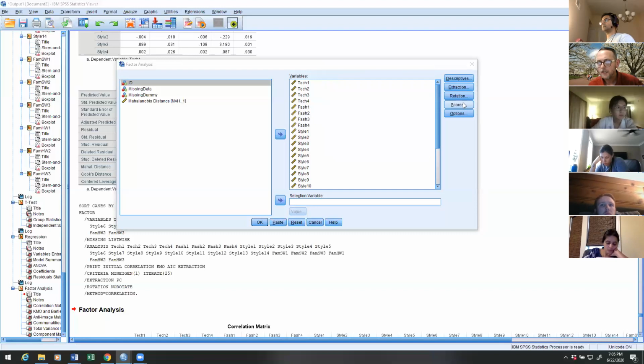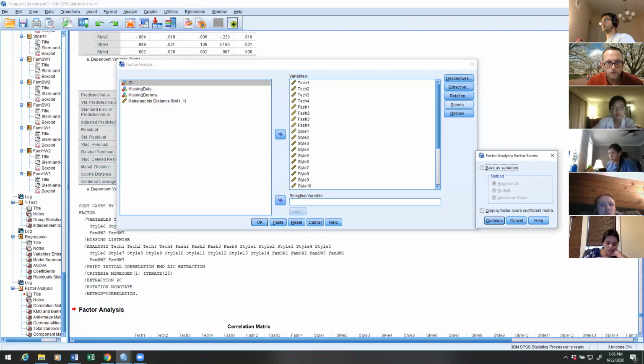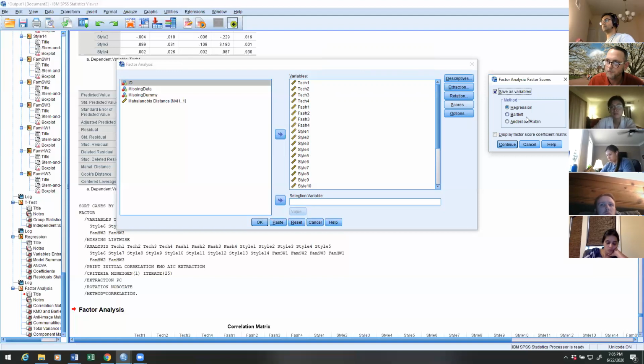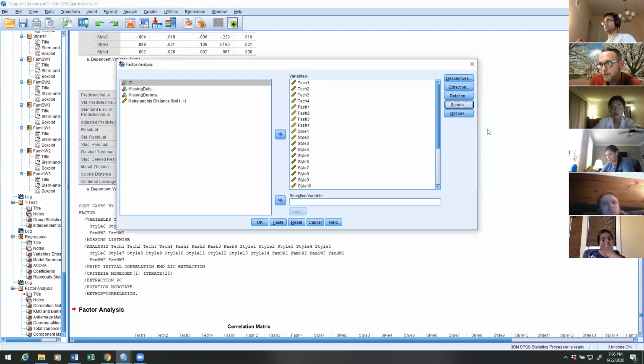All right, scores. Again, with the scores, we're not going to worry about that at this moment. When you do the scores, you're going to have an option to save variables. And this is actually an easy way if you want to do composite scores, like proportional value composite scores. It'll calculate it for you. So that's an option there.